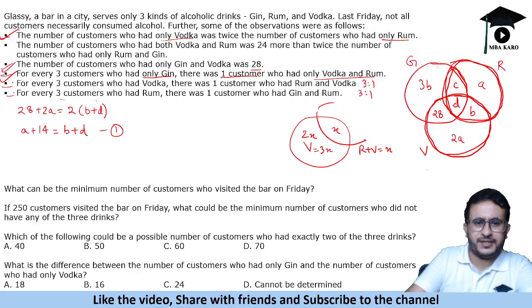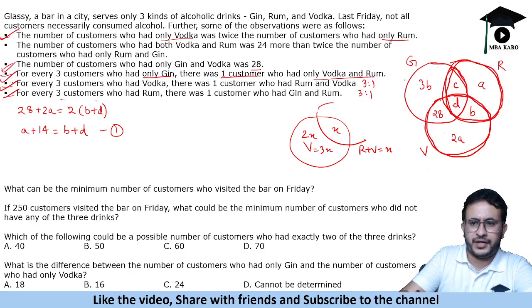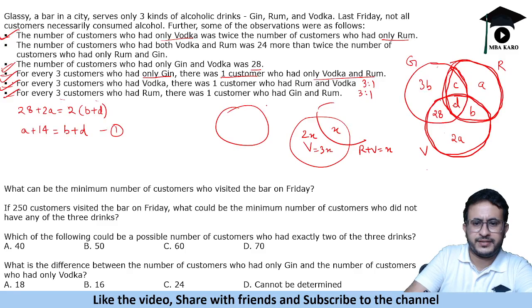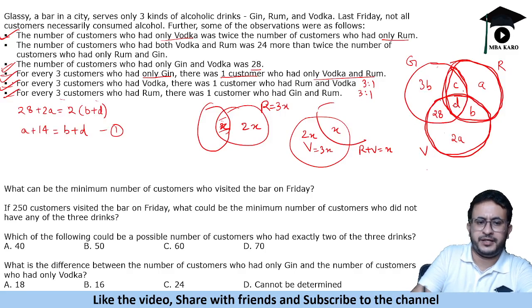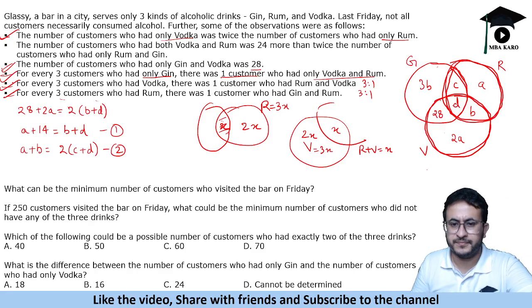Now we will use the same relation in the last statement also. 3 customers who had rum, so these are rum drinkers, that is 3x. There was one customer who had gin and rum. So gin and rum, this is G and R, so this is x. So the remaining part will be 2x. So this part a plus b is double of c plus d. We have a second equation now, right?